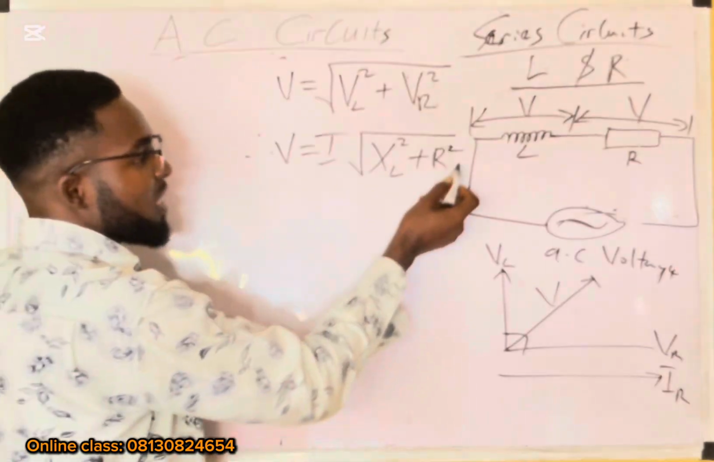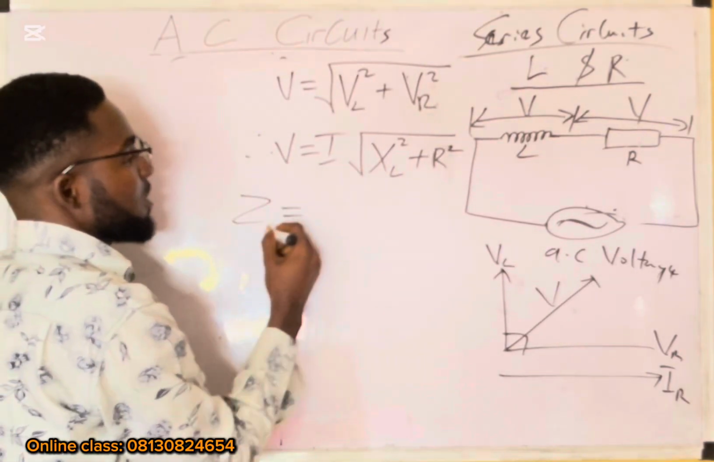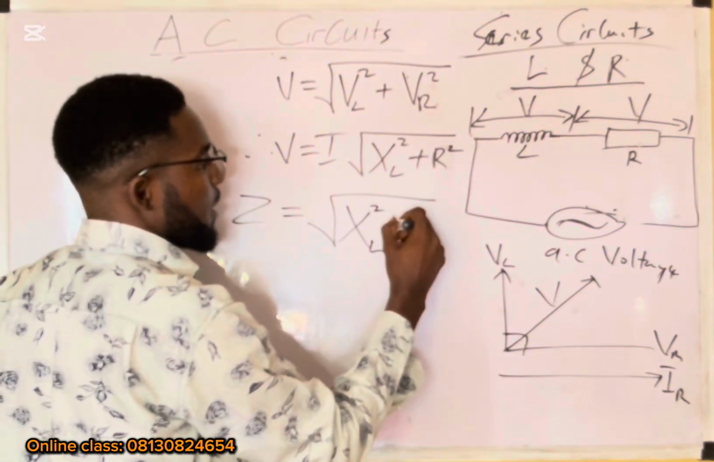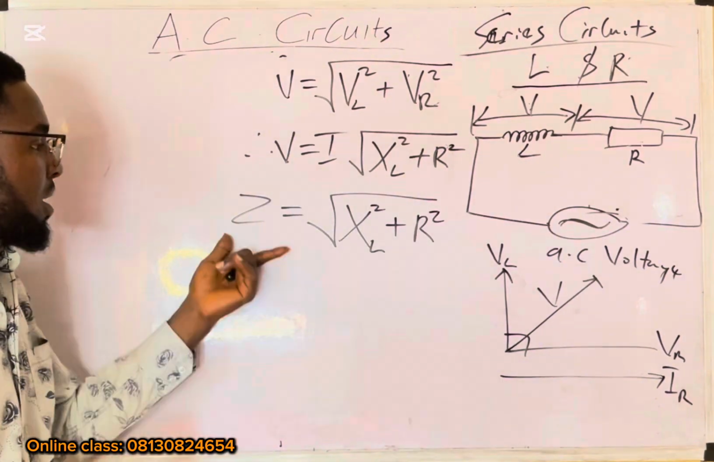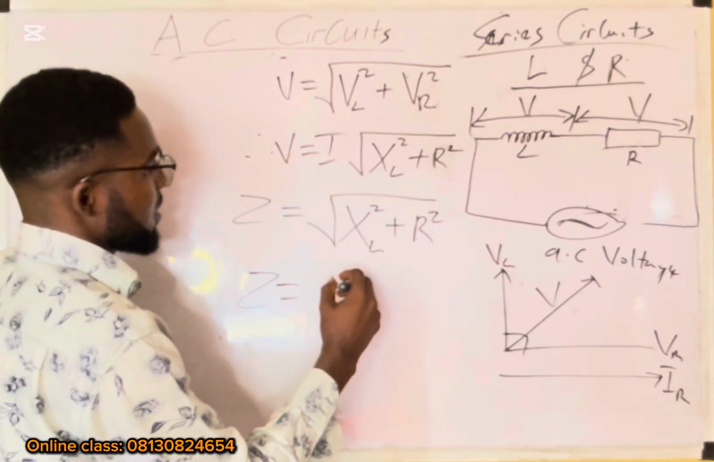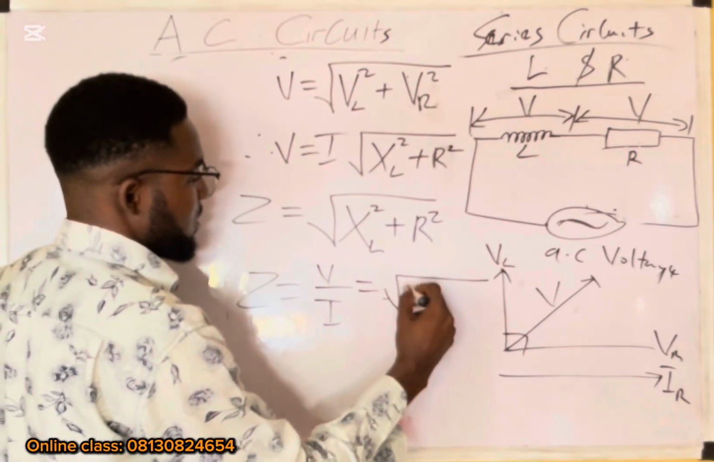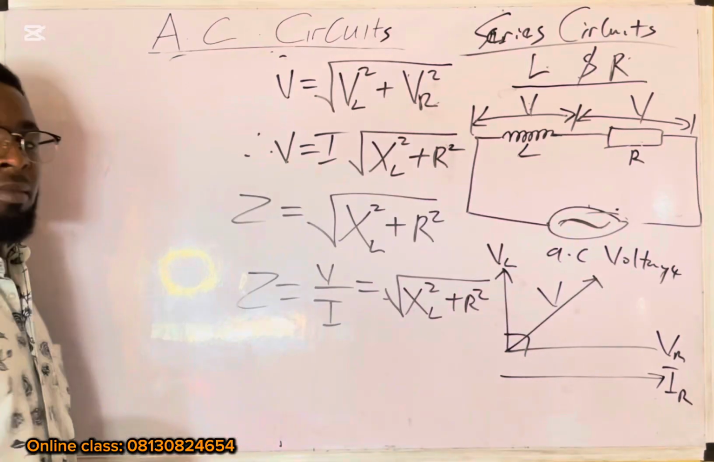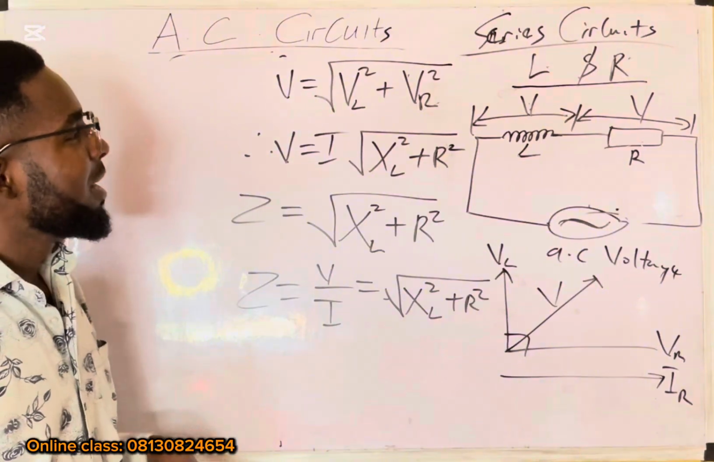Then what is now the impedance in this case? Therefore, the impedance is equal to the square root of X subscript L squared plus R squared. In the same way, Z is equal to V over I, which is equal to the square root of X subscript L squared plus R squared. That's the impedance in this case.